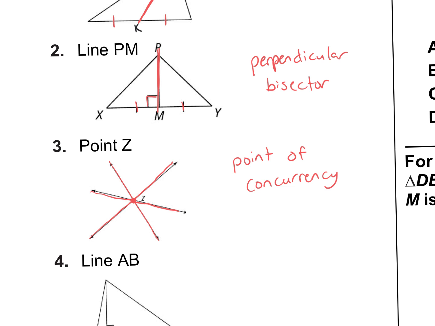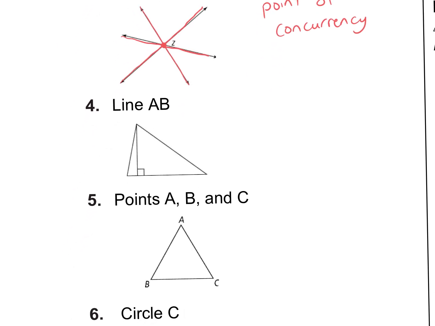Okay? Number 4, AB. I will have these labeled on the test. What is happening with line AB? Perpendicular with the line. Creates a right angle. Where is it coming from? Vertex. So if it's coming from a vertex creating a 90-degree angle, what's that called? Altitude.